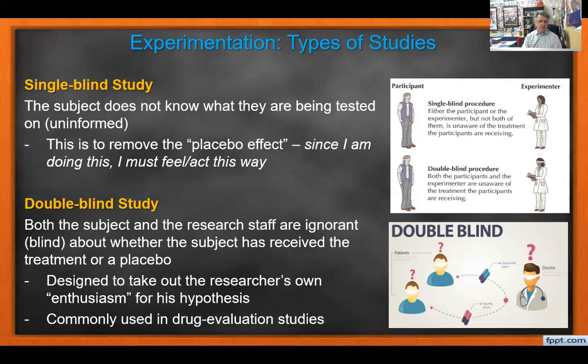Which is why a lot of times when you see these commercials for medication, they'll say in a double-blind study, independent study, and all these other things, we're removing the enthusiasm that somebody may have for their own thing. So double-blind study is the best way to go, especially on drug tests, because you want to remove the bias of the person whose hypothesis it is, because they're human. They want to be true. They want to be right.